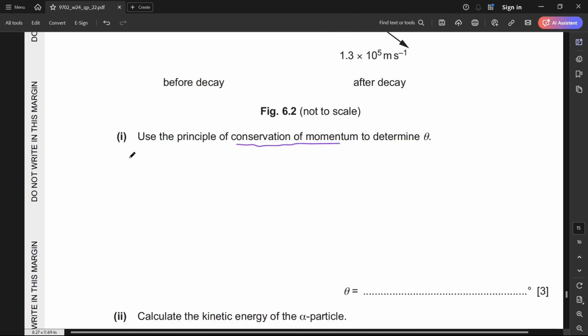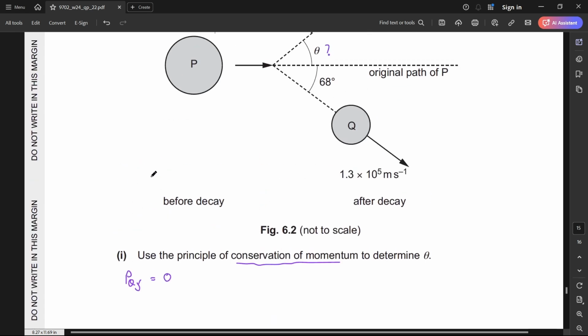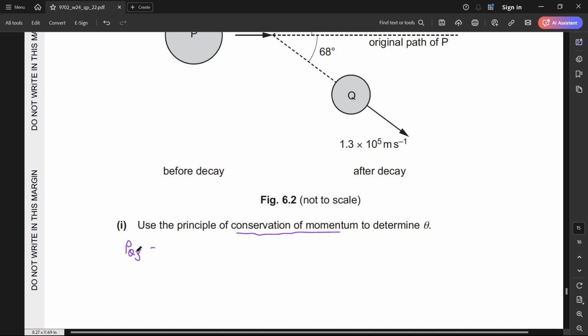So initial momentum in the y direction, so I'll write for P in the y direction is going to be 0. Now, this is the initial momentum.